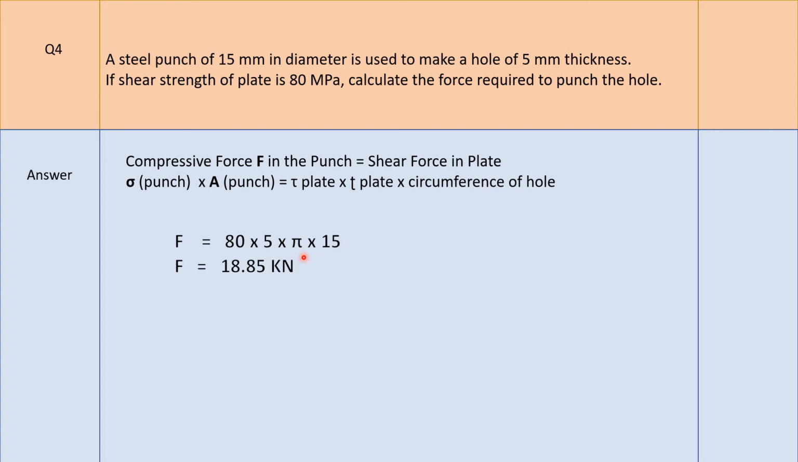So F is equal to 80 into 5 into shift pi into 15, you will get the answer 18.85 into 10 raised to 3 Newton. It means 18.85 kilonewton. This is a very simple calculation, so you can very easily do these calculations and solve the problem.